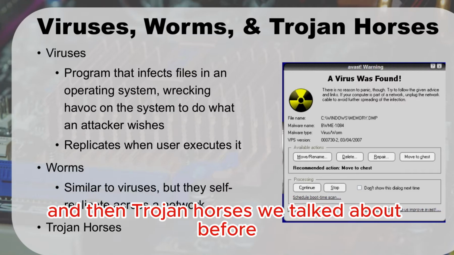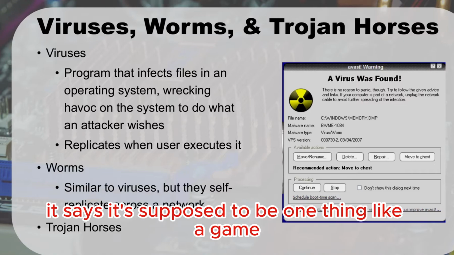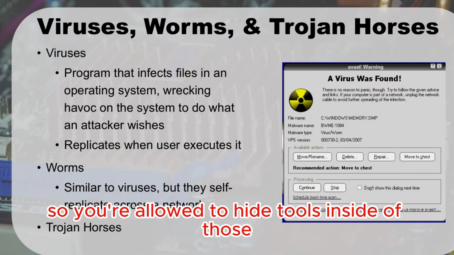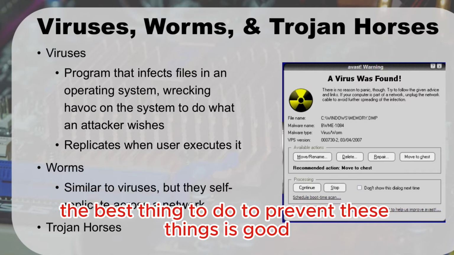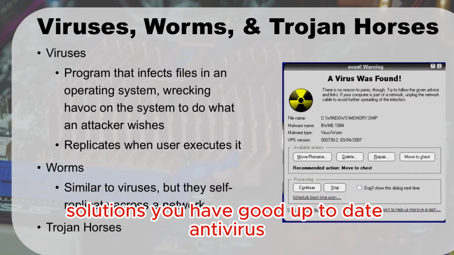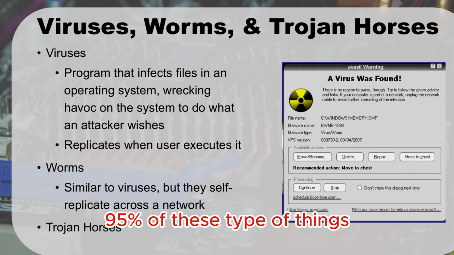So they're a little bit more complicated to write, but they're a lot more effective. And then Trojan horses we talked about before, that's something that does one thing. It says it's supposed to be one thing like a game, but it does that plus some malicious stuff as well. So you're allowed to hide tools inside of those. And again, the best thing to do to prevent these things is good antivirus, anti-malware solutions. If you have a good up-to-date antivirus, anti-malware solution, you'll stop 90 to 95% of these type of things.